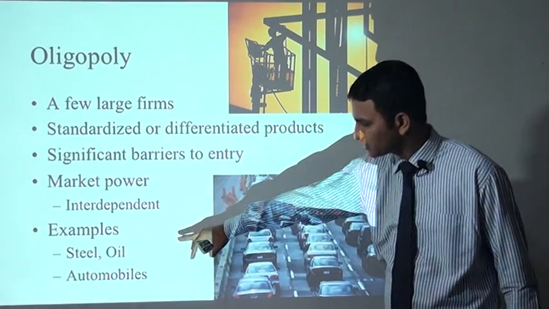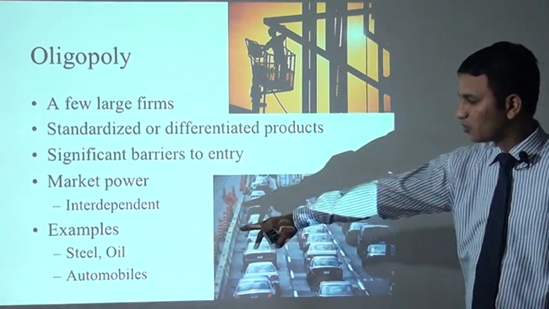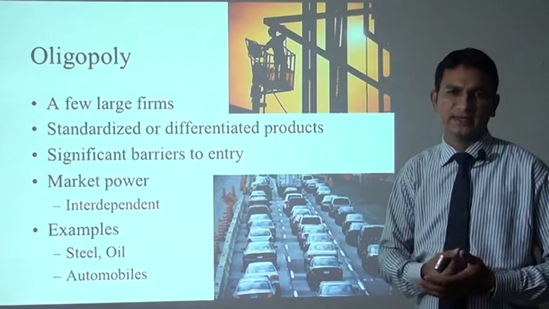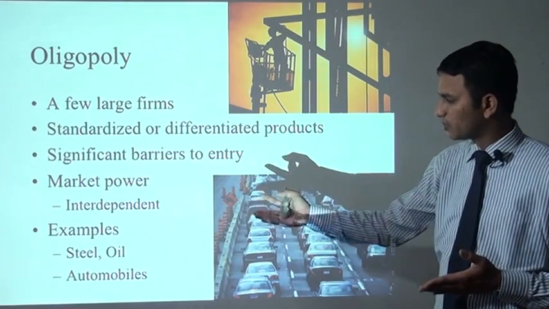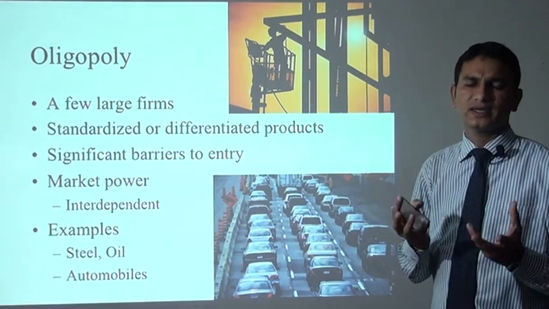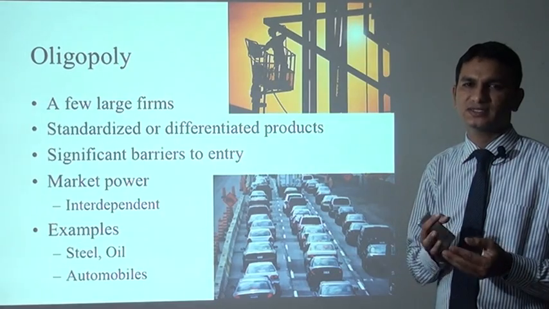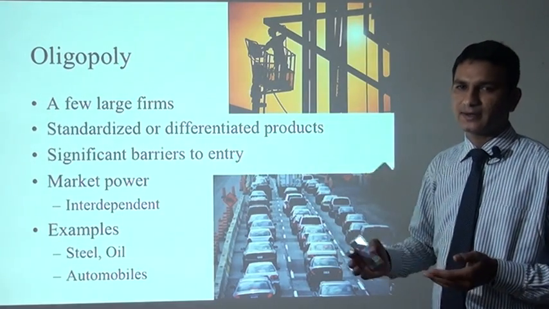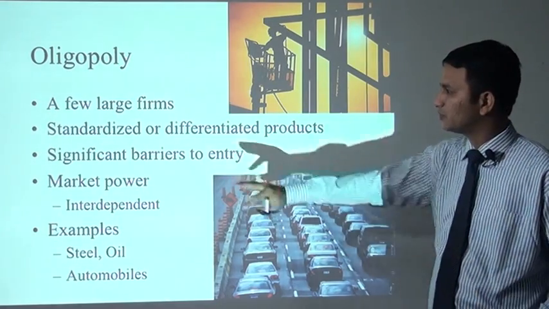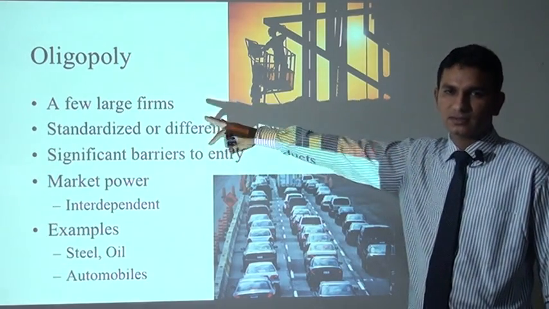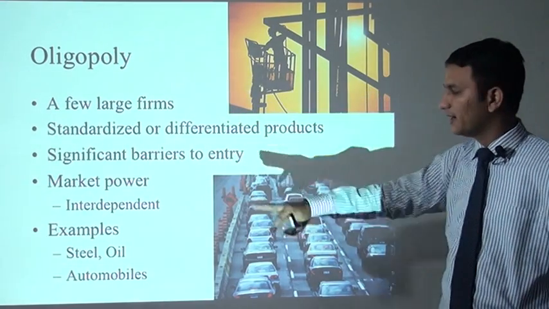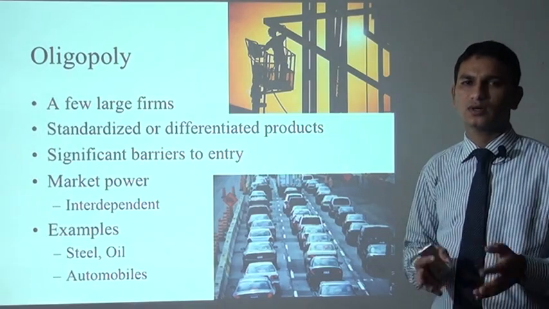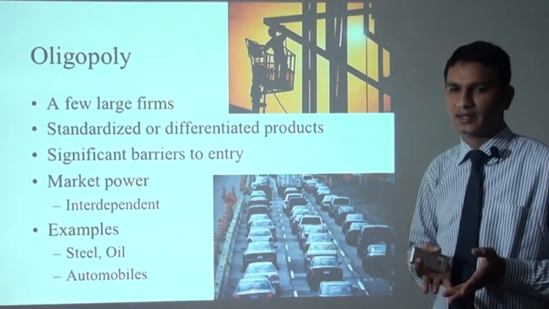These are the examples: steel industries, oil industries and automobile industries. If we talk about steel industries, there are very few players. For example, JSW Steel, Tata Steel are there, right? So there are limited firms, so a few large firms, right? That condition is also satisfied, and they cover 80 to 90% of the market, right?